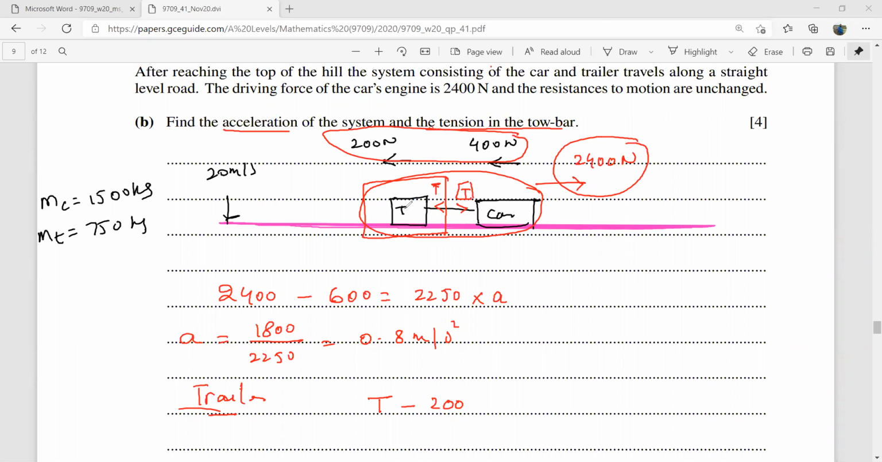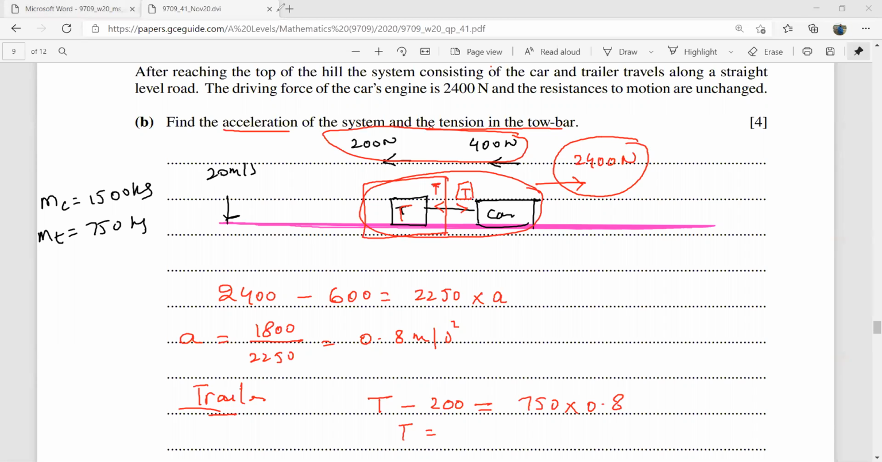Now I'm going to focus purely on the trailer. So the trailer is being pulled by the tow bar, which has a tension T in the forward direction. So backward there is 200. We know its mass, that is 750, and we know its acceleration as well, that is 0.8. So this way you will be able to get the tension. What is this tension now?